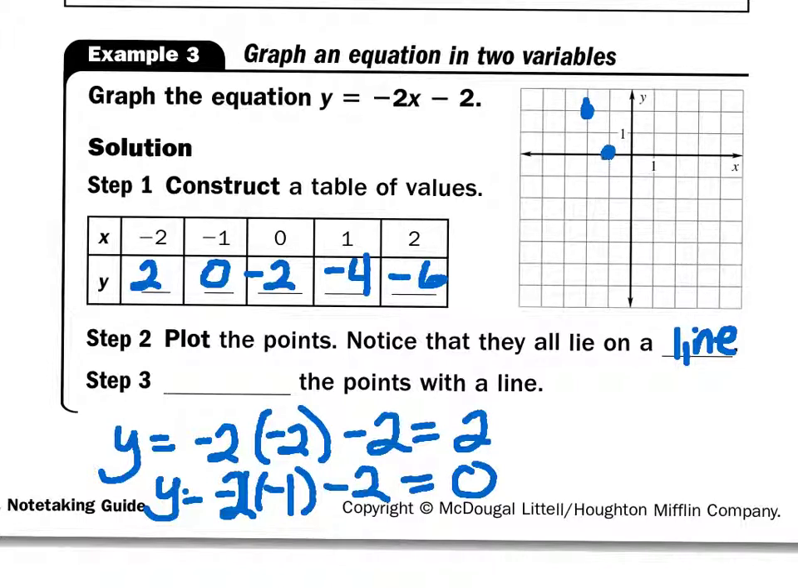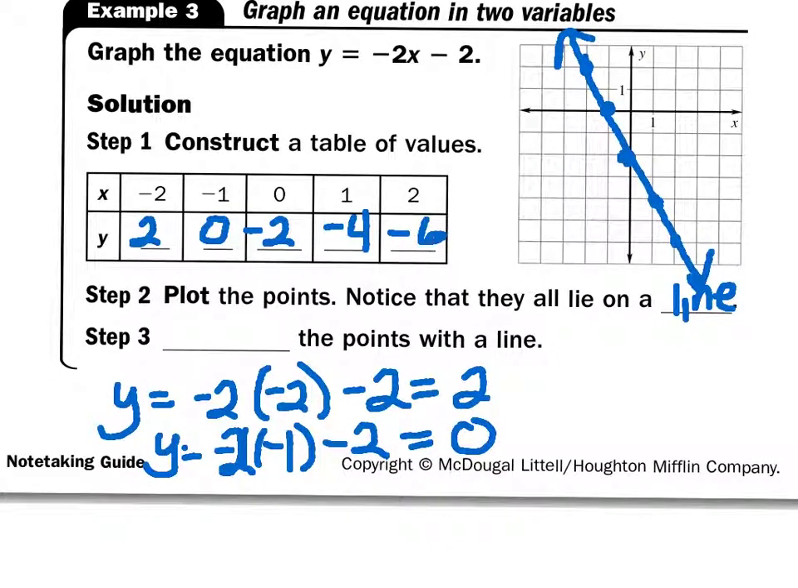-1, 0. 0, -2. 1, -4. And 2, -6. And then you connect these with a line. Put arrows on both because we know this goes on forever.